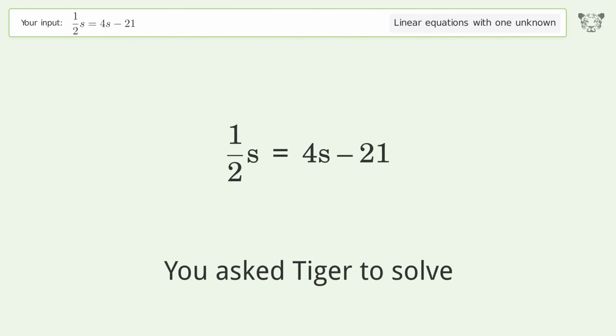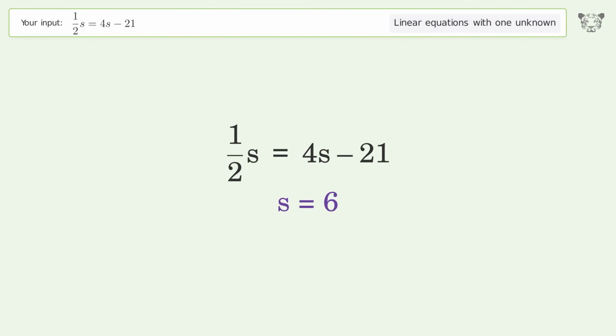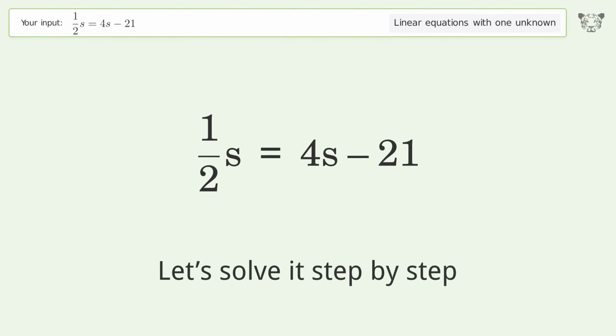You ask Tiger to solve. This deals with linear equations with one unknown. The final result is s equals 6. Let's solve it step by step.